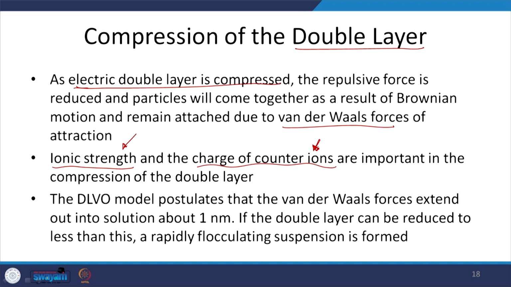And what is it that we are trying to achieve? We want to decrease this double layer, but to what extent? It looks like this model says that the van der Waals forces are relevant from about 1 nanometer. If the double layer can be reduced to less than this, then obviously we are going to have a flocculating suspension. So that's something to keep in mind. Just try to understand this distance.